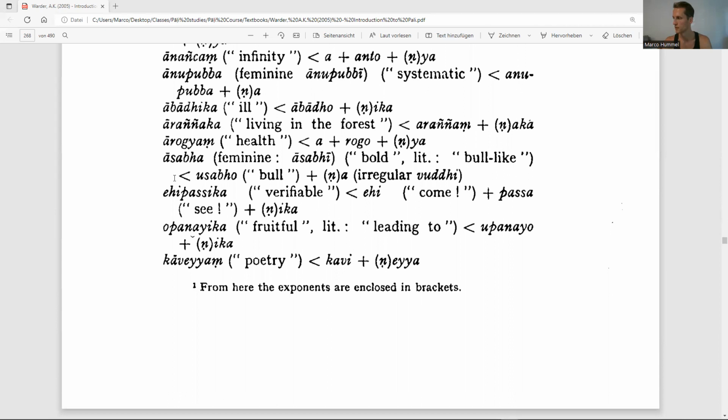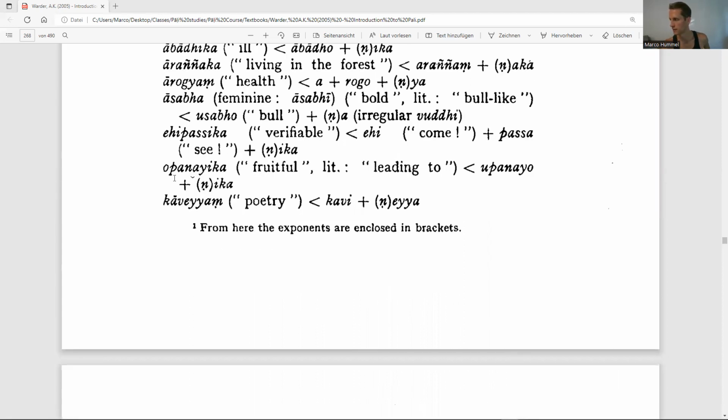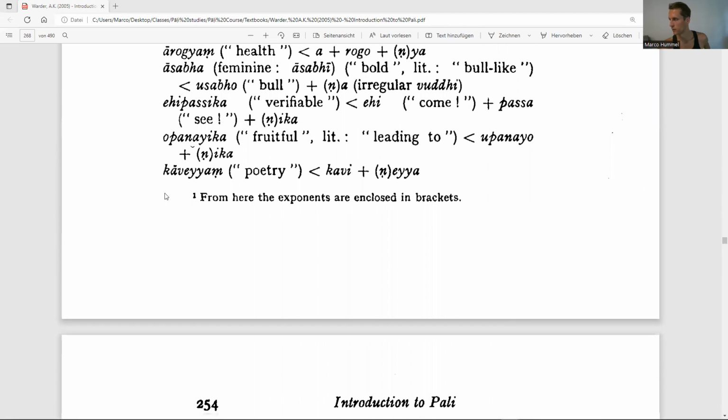Abado plus nika gives us abadika, ill. Aranyang plus naka gives us aranyaka, living in the forest. A plus rogo plus nya gives us arogyam. Usappo plus na with an irregular vutti gives us asappa or asappi, bold, literally bull-like. Ehi plus passa plus nika gives us ehi passika, verifiable.